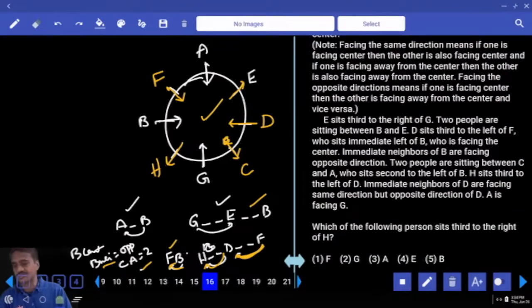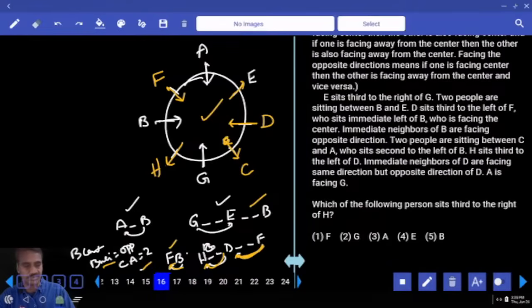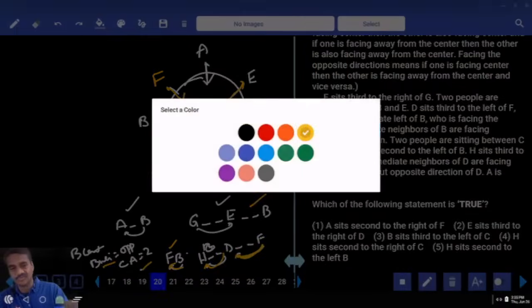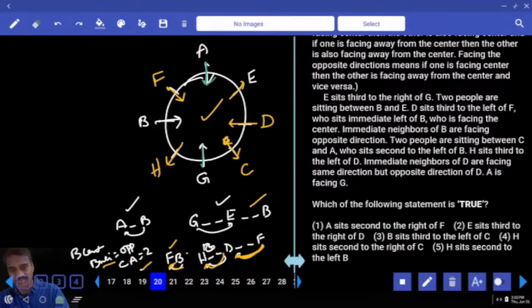And according to this one, question number 16 to 20, 5 questions are based on this. Now without a second diagram, you can work it out with the help of a single possibility. Because of this information, what is that information? A and G are facing each other.